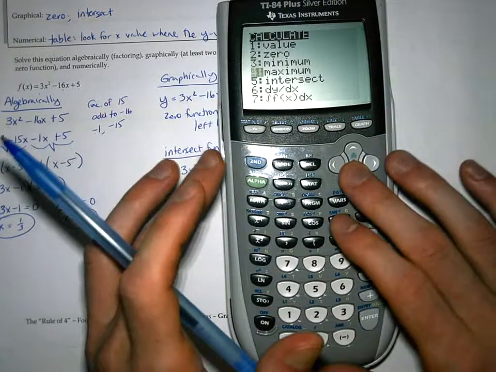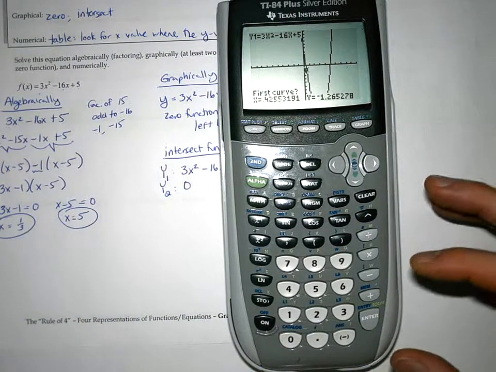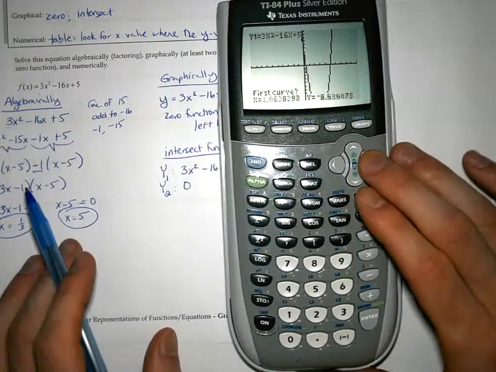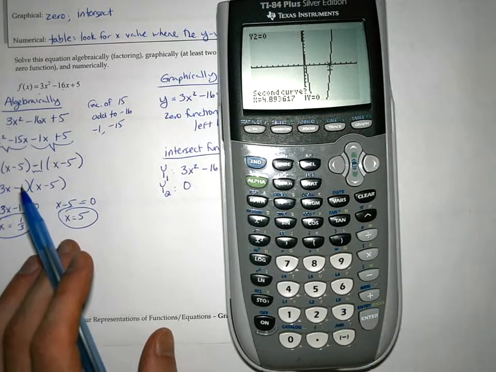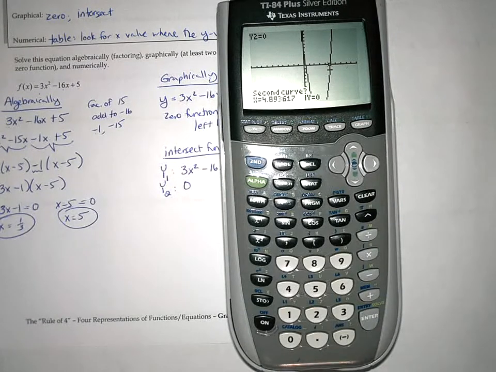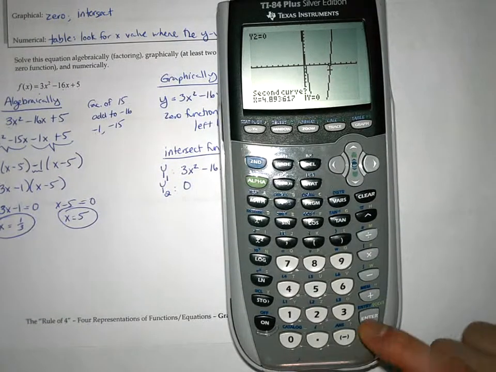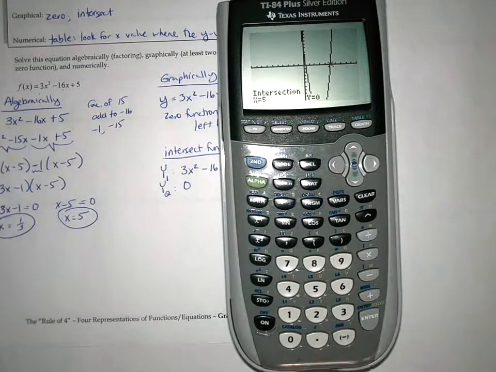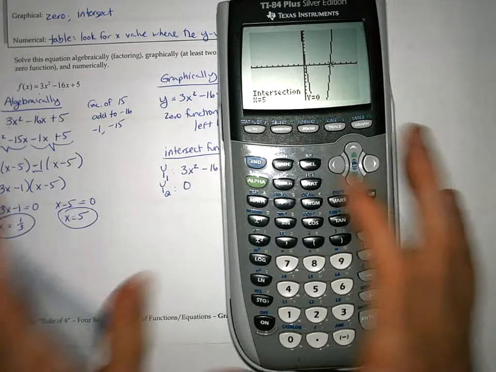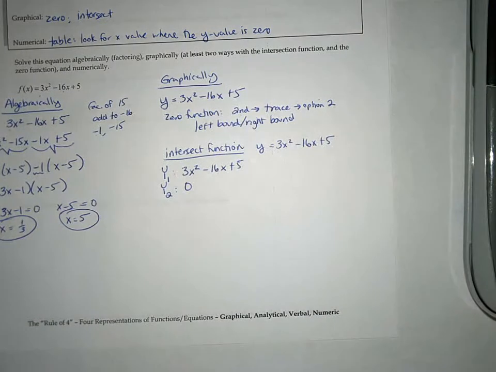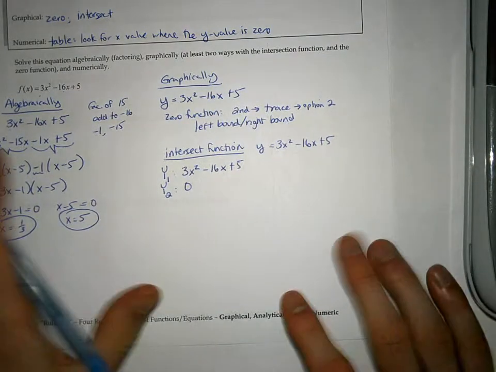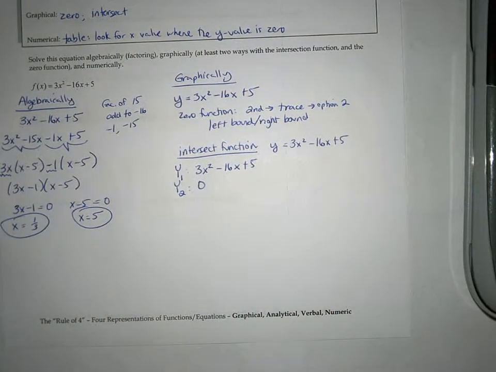If I do the same thing again, head over to intersect. My first curve, which is my parabola, my intersection is pretty close right there. Hit enter. My second curve guesses where the intersection is going to be. Hit enter, and then I guess, and I can see there it's at 5, 0. So with the intersection, you don't have to worry about left bound and right bound. You sort of guess where the intersection occurs, then hit enter a bunch of times.